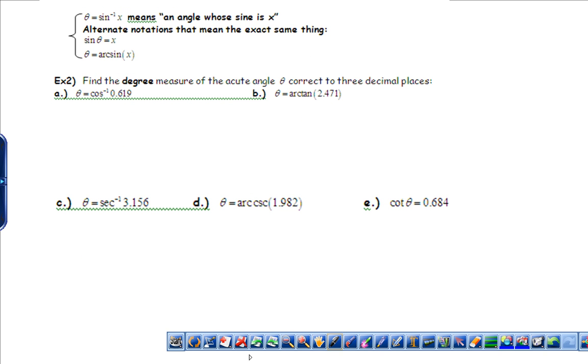Okay, now this is something that you may or may not have seen. It says theta is equal to the arc sine of x. That still means that you're looking for an angle whose sine is x. These all mean the same thing. If I say sine of theta is x or theta is arc sine, anytime you see that little -1, that means arc sine. So all of these mean the same thing.